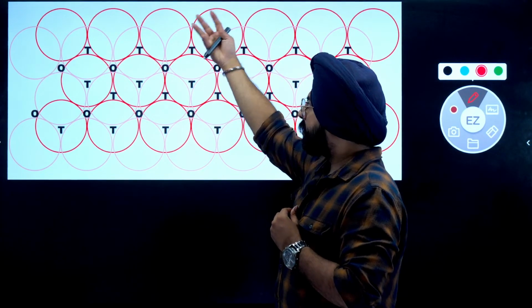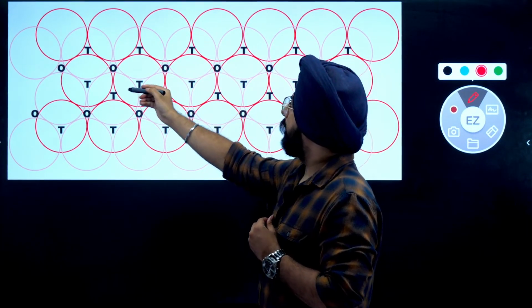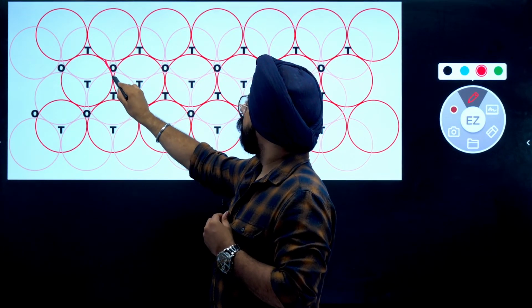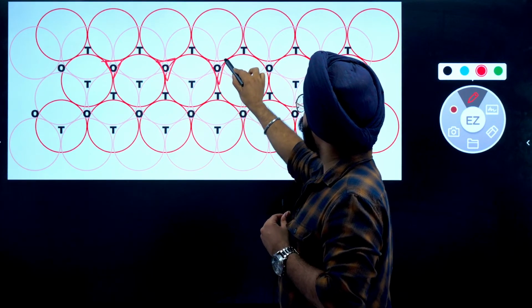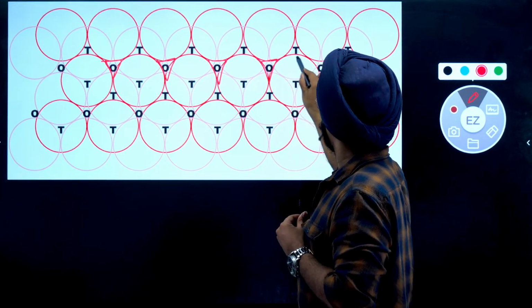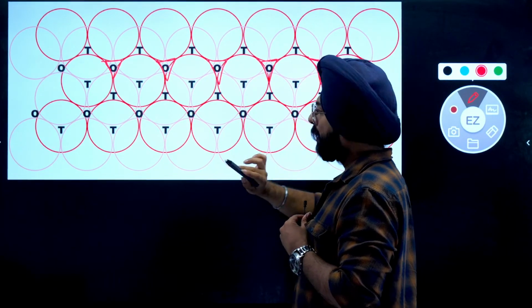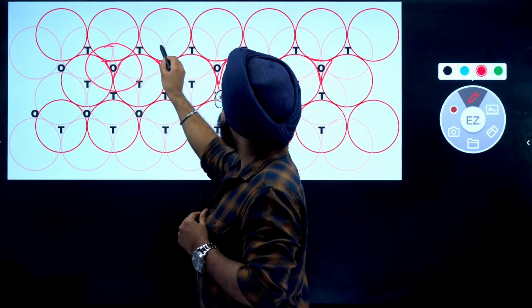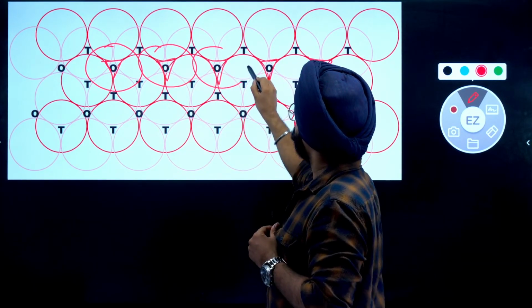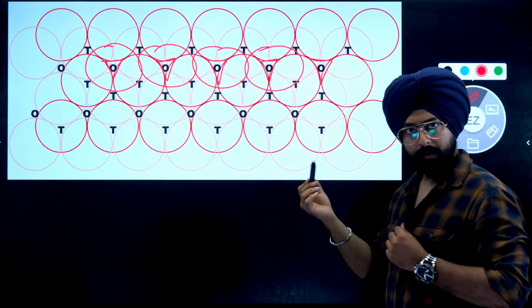Now the next layer can be placed either in these gaps, all these O gaps that are there. You can place the next layer on top of these O kind of gaps. What is this O? What is this T? We'll learn in a little while. Don't worry about that. So the next layer can be placed in these gaps, let's say. Fine. This is a way to do it.